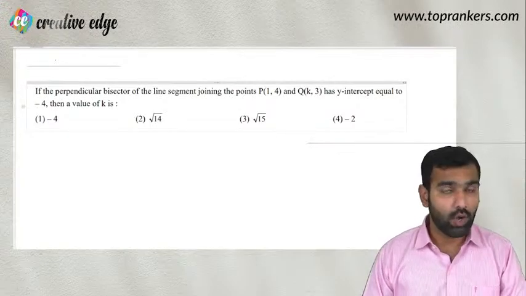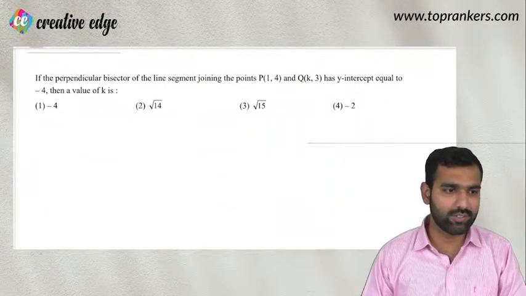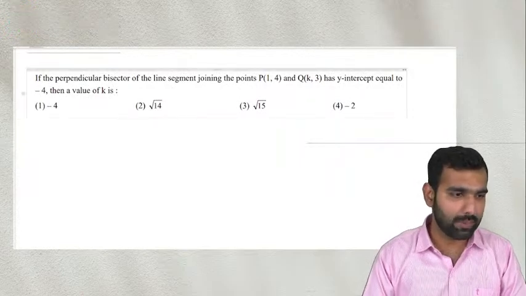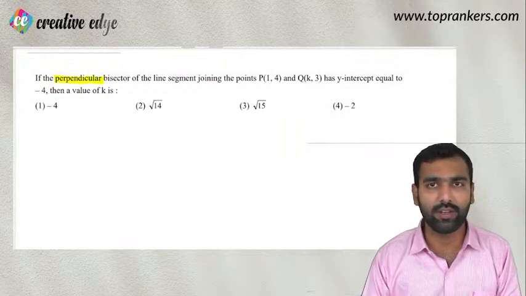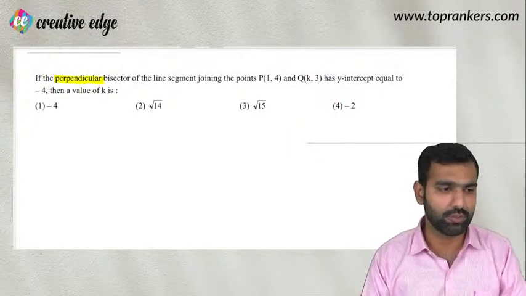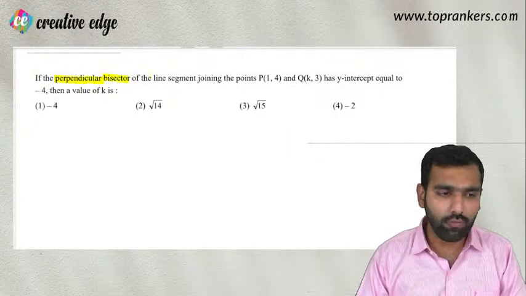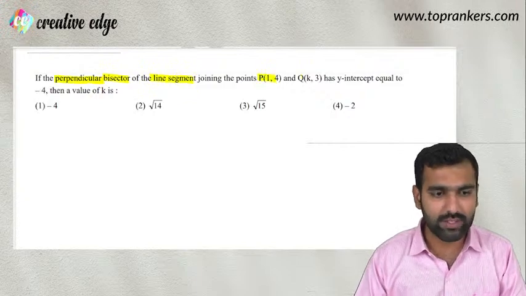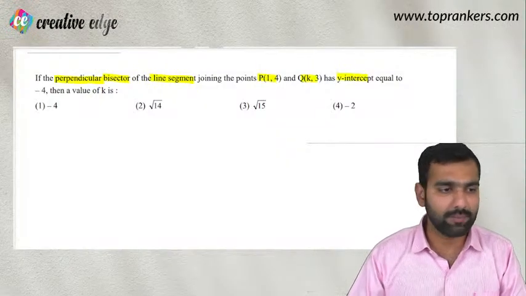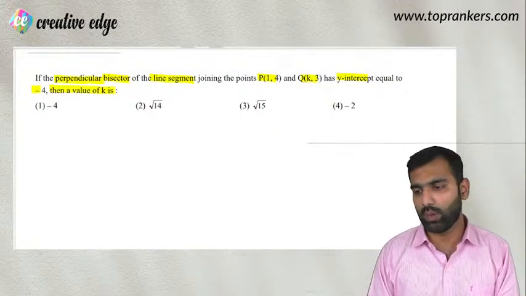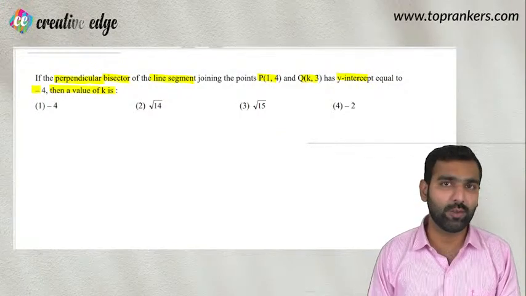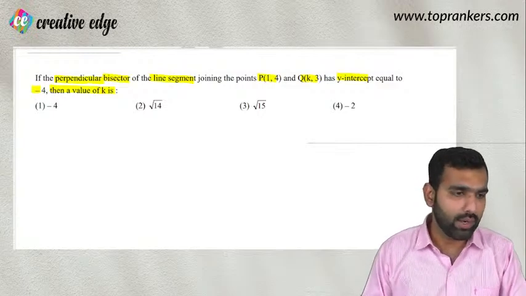Now, I hope you all are able to understand what we are given in this question. If the perpendicular bisector, mind you everyone, the terminologies are very crucial. The perpendicular bisector of the line segment joining this point and this point has y-intercept equal to -4, then the value of k is going to be what? That's a very simple and easy question. You all should be able to crack it. What are we asked in this question?